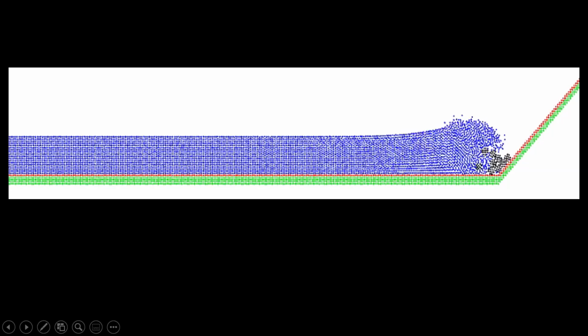I'll show you the animation using the MPS method. This figure shows the initial state where the gray objects are the rigid bodies. Each circle or each approximate circle is composed of 12 particles. The animation is here.